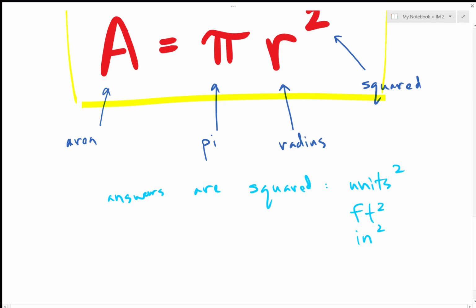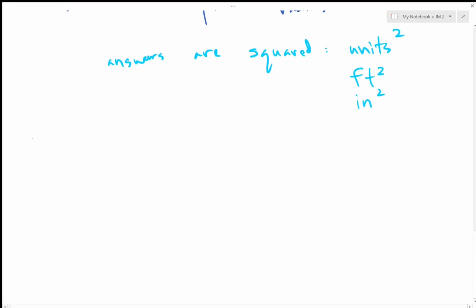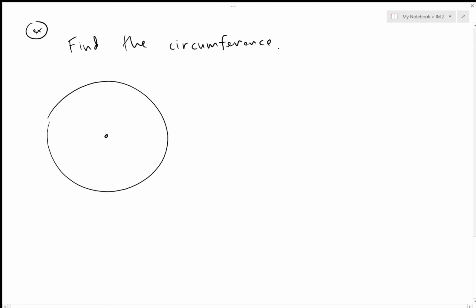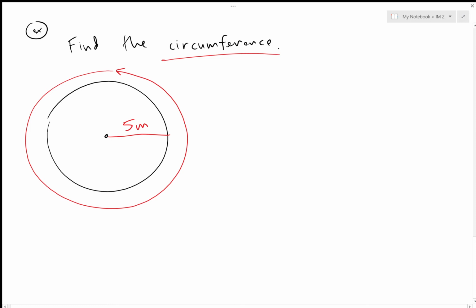So let's jump right into an example here. Our first example, find the circumference. So they're going to give us a circle here. It has a center, and they give us some information on here. That line is 5 meters. Now they're asking us to find circumference, so that's the measurement all the way around. How far is it around this circle?